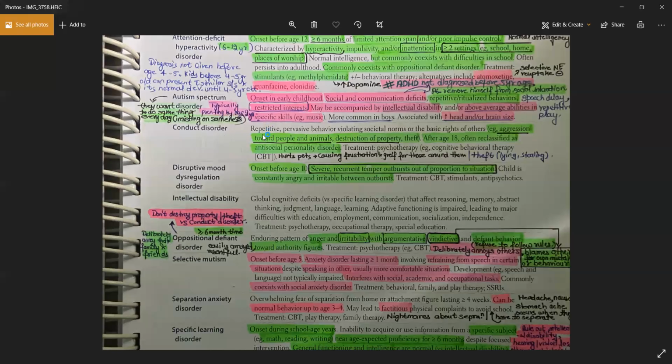They do not show any kind of remorse towards others. They have no feelings, no pity for others. They will lie and steal. They are basically involved in criminal activities. After the age of 18, you call this the antisocial personality disorder. So before the age of 18 it is the conduct disorder, and after the age of 18 you call it the antisocial personality disorder.